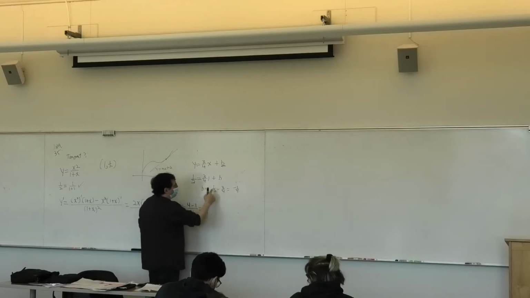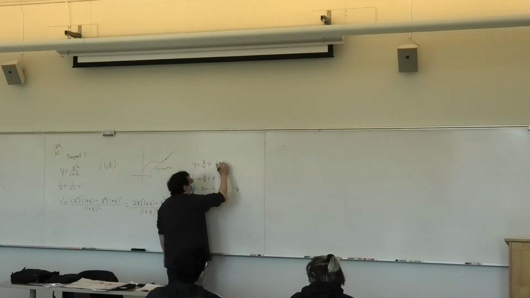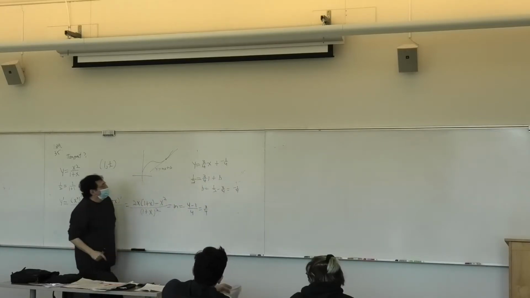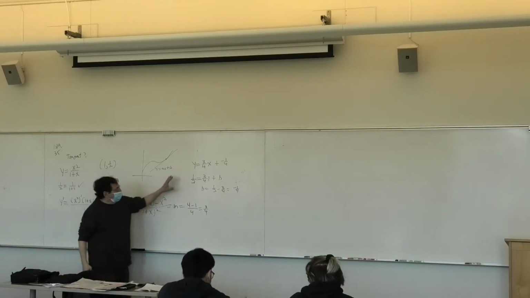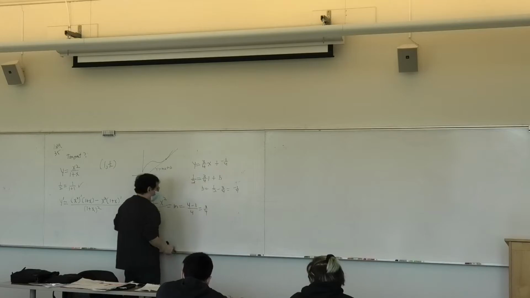This is 2/4, 2 minus 3 is minus 1. So our solution is 3/4 x minus 1/4. You have to be able to do that with a line. Some of you with a little better memory than I might go, I didn't have to do that.